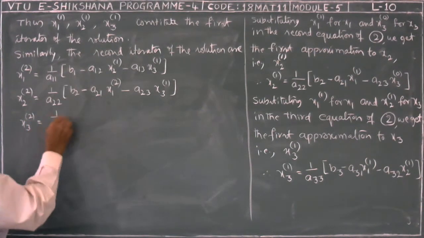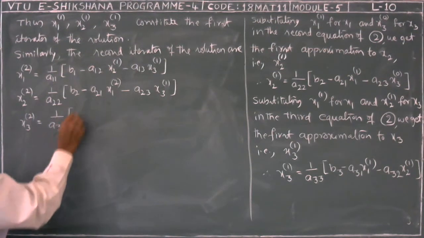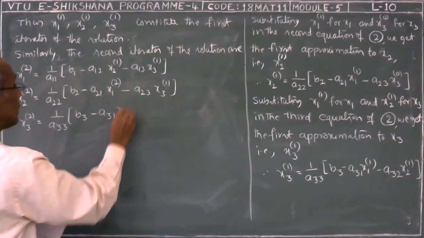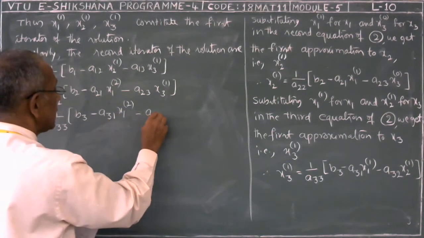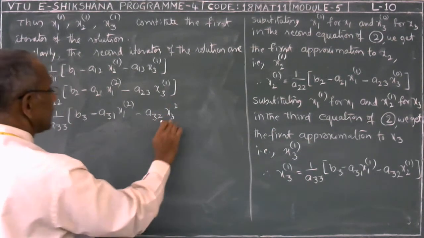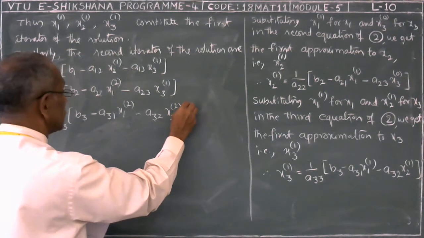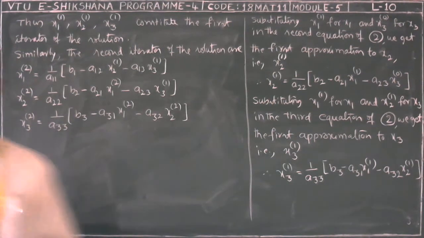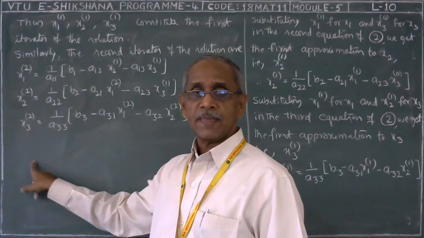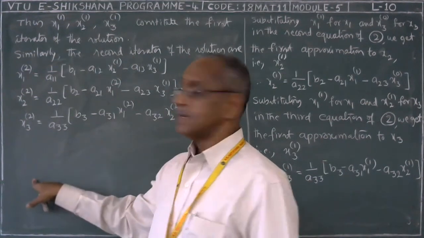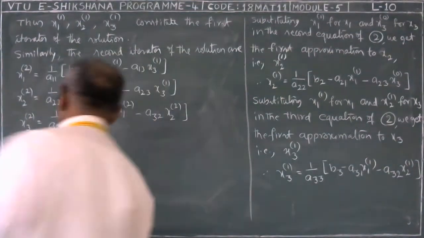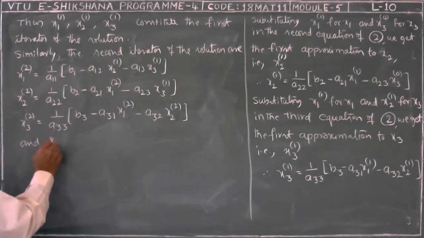So x3 2 is 1 divided by a33 into b3 minus a31 x1 2 minus a32 x2 2. So in general, treating x1 2, x2 2, x3 2 as initial approximations, we can find the next approximate values x1 3, x2 3, x3 3, and so on.